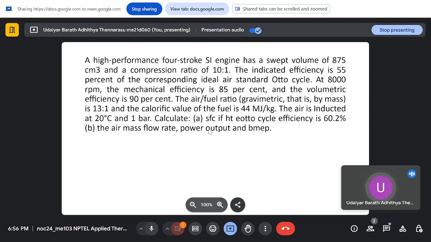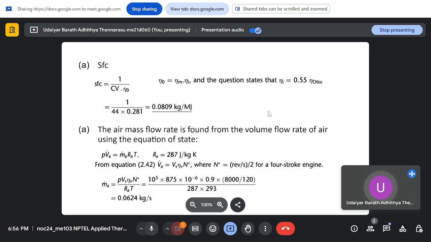They are saying that air fuel ratio is 13:1, and the calorific value of fuel is given 44 megajoule per kg. So you are saying air is injected at 20 degrees Celsius, so you have to find out specific fuel consumption when the Otto cycle efficiency is 60%, and you need to find out mass flow rate of air, power output, and brake mean effective pressure. So we'll go one by one. So we'll start with specific fuel consumption.